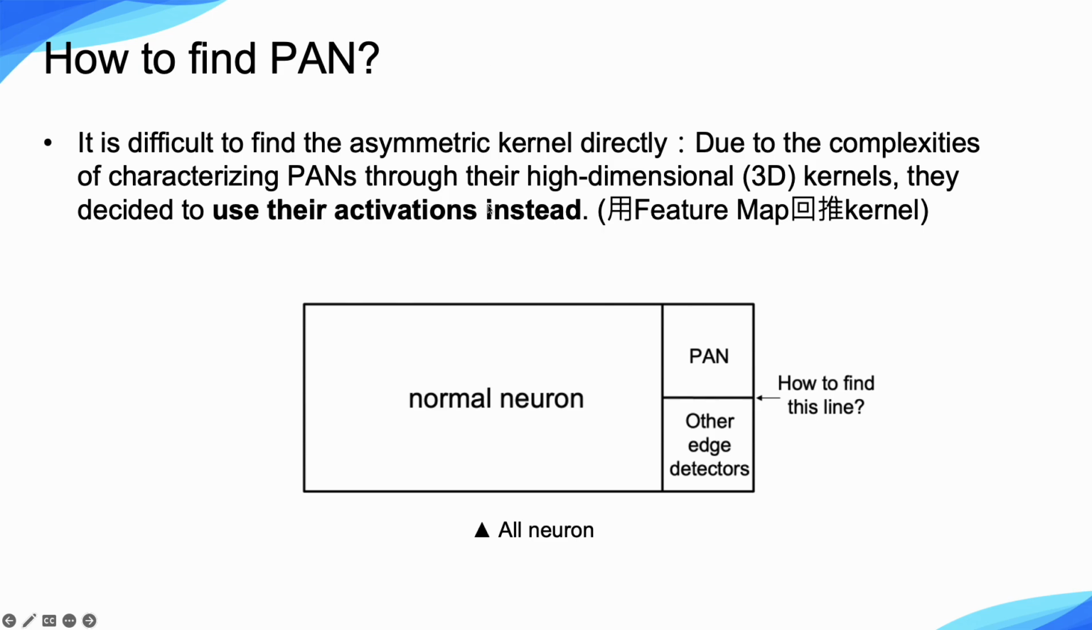However, you might find it very difficult to identify a symmetry kernel directly because of the complexities of characterizing PANs through their high dimensional kernels. So they decided to just use their activation instead. It's too difficult to identify if a 3D kernel is a symmetry kernel. So they look at the feature map.